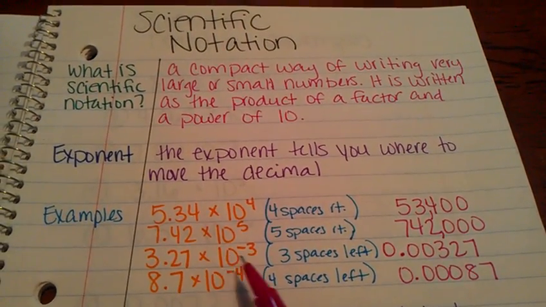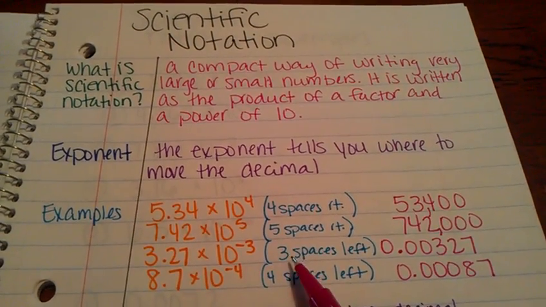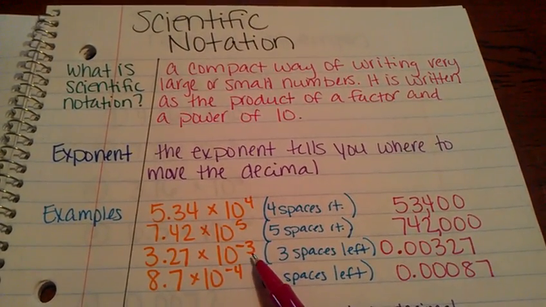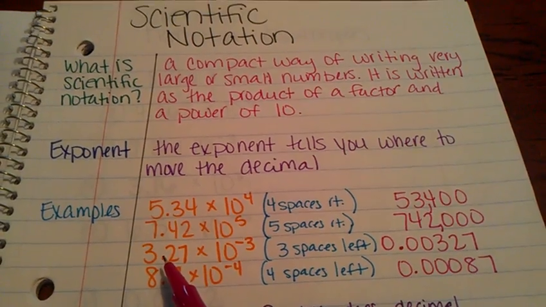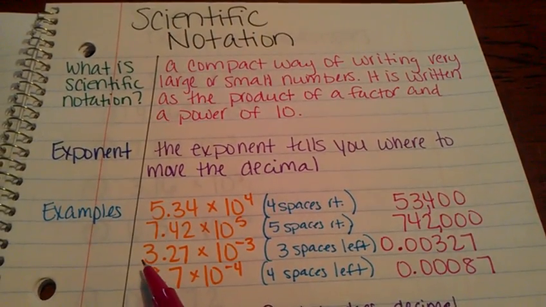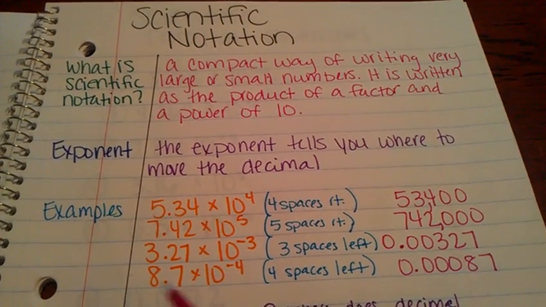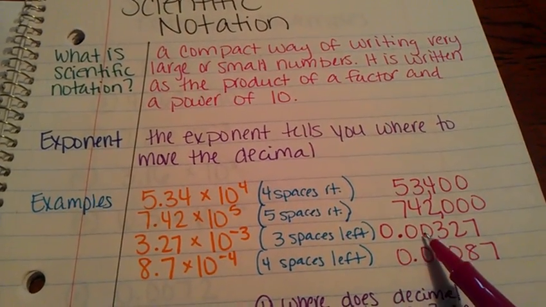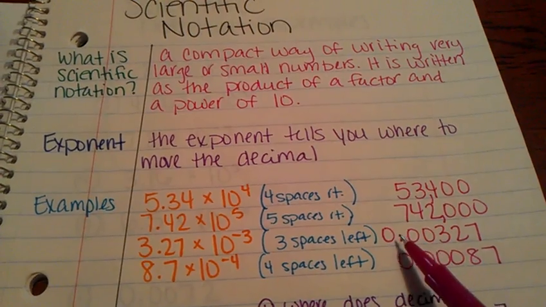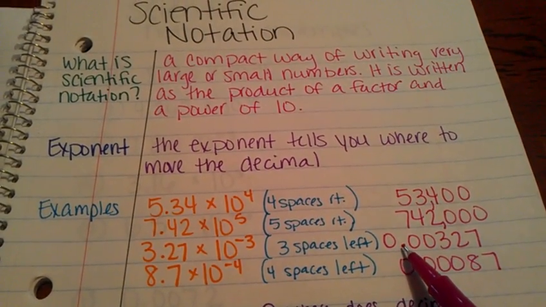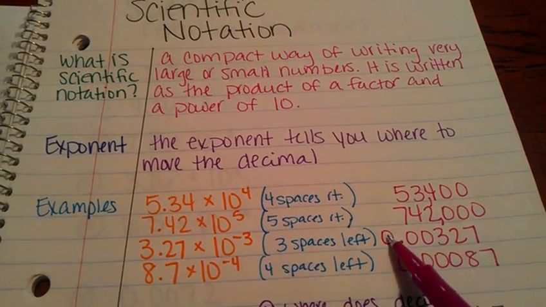3.27 times 10 to the negative 3. That means 3 spaces to the left because it's negative. Well, here's my decimal. I move it 3 spaces. 1 space is taken up by that 3, and then 2 extra spaces have to be filled in with zeros. So here's my 2 zeros in front of the number. This 0 in front of the decimal is just a placeholder.